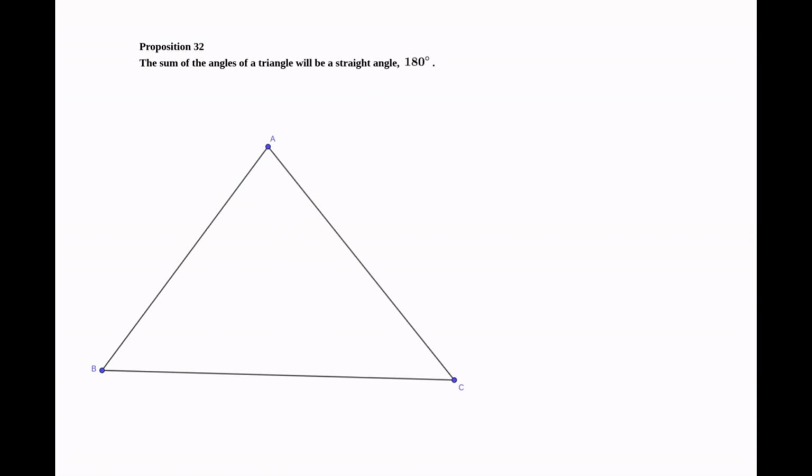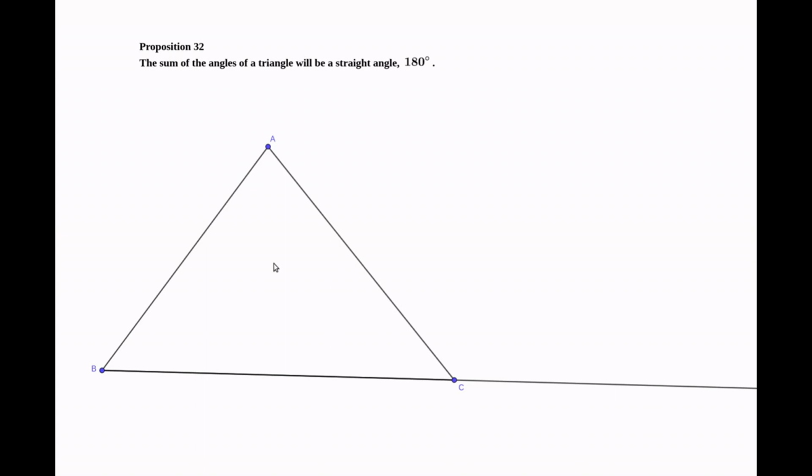Let's suppose that we're just given a triangle ABC. What we want to do is to extend the base of that triangle into a ray. Now we are able to do that by postulate number 2, which says that if we have a finite line segment, we are always able to extend that to an infinite line.